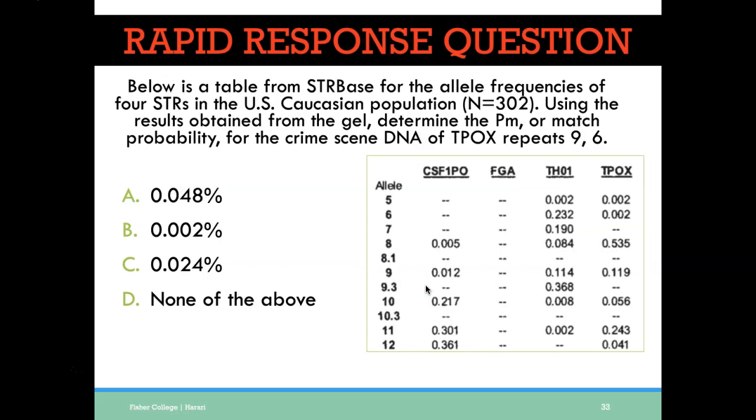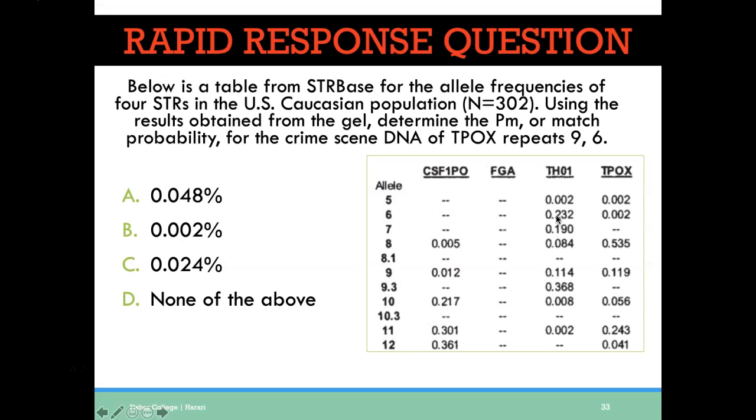Below is a table from the STRBase, which is a database frequency of all the SSRs we have for the allele frequencies of these 4 different STRs. Using the results from the gel, determine the probability match for the crime scene DNA of repeats 9 and 6. So how would you figure this out? For TPOX 9 and 6. And these are the frequencies of each allele. So you can pause here.